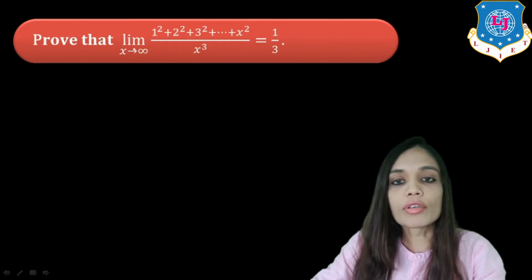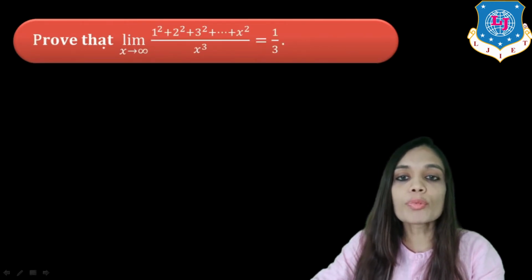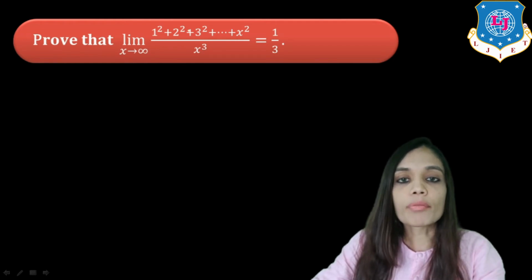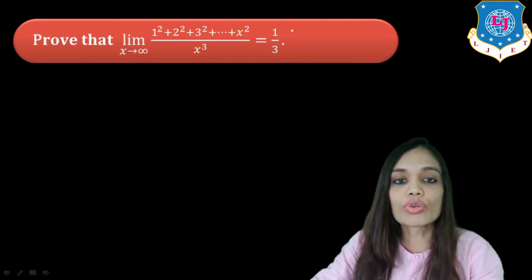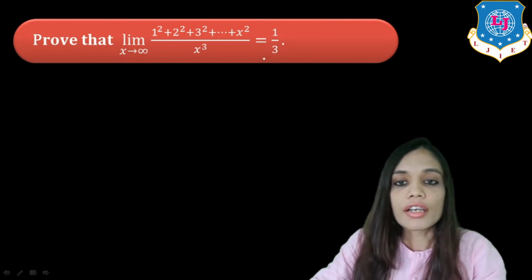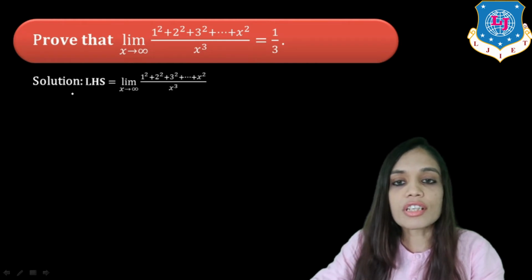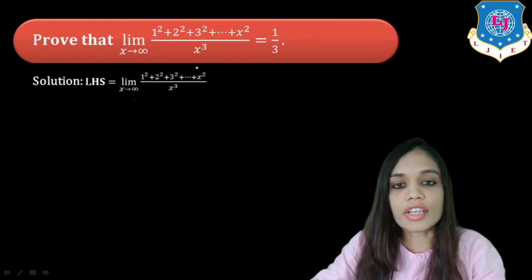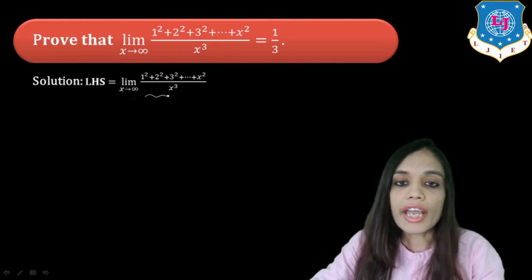Now let us solve one more example. Here we have to prove that limit x tends to infinity 1 square plus 2 square plus 3 square plus and so on x square upon x cube is equal to 1 upon 3. Let us start its solution. Firstly, we will begin with LHS, that is equal to limit x tends to infinity 1 square plus 2 square plus 3 square plus and so on x square upon x cube.